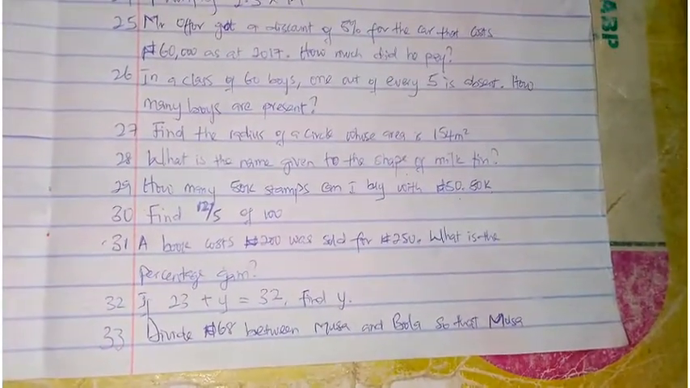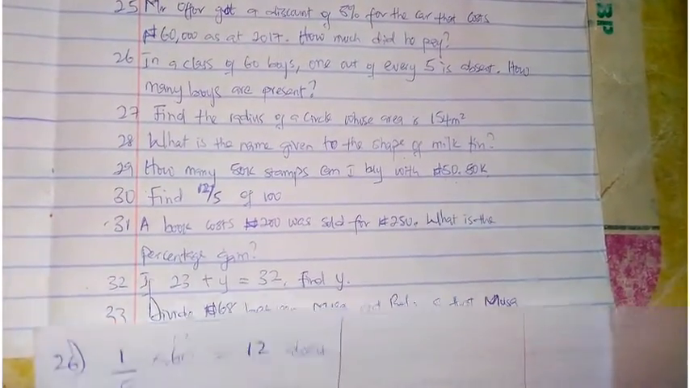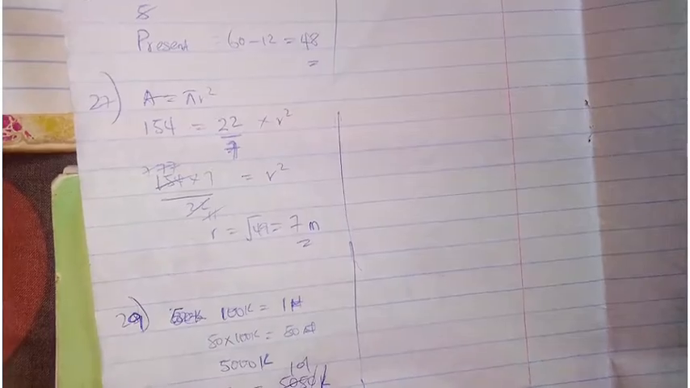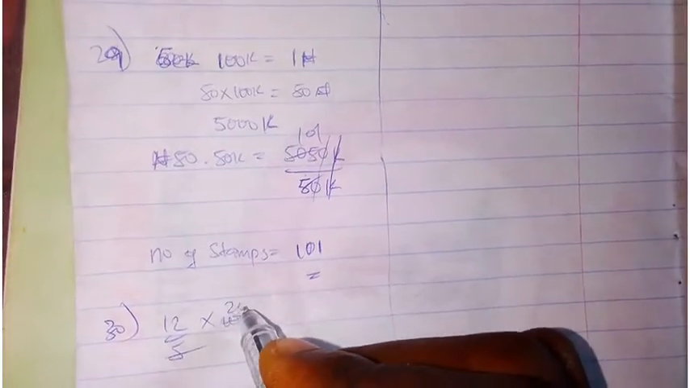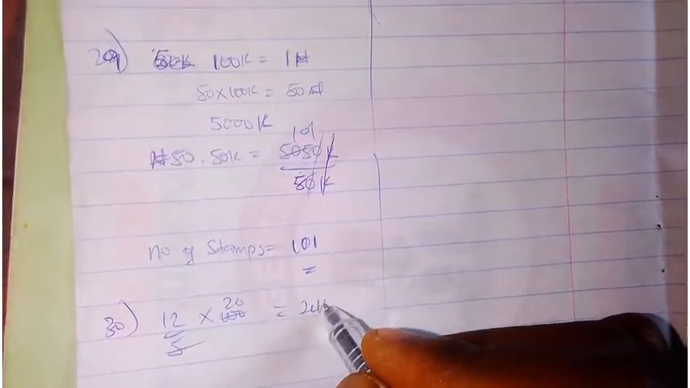29 question, I already answered 28. Number 30 question now says, find this over this of 100. That's 30. 12 over 5 of 100 means 12 over 5 times 100. Give my answer to be what? 240. That's the answer.